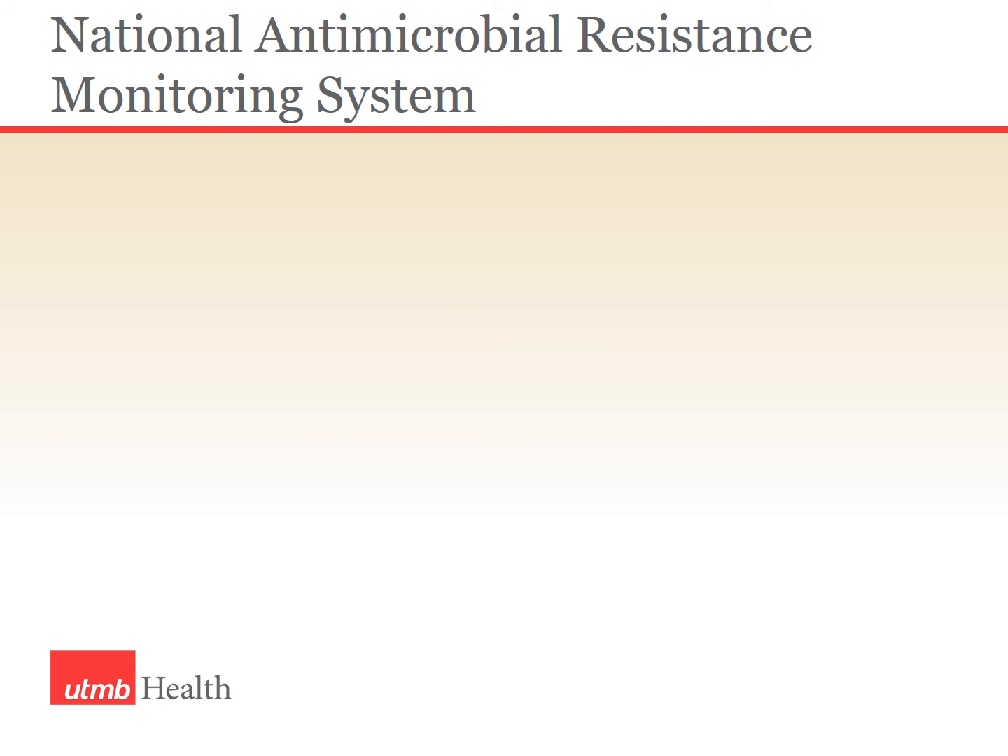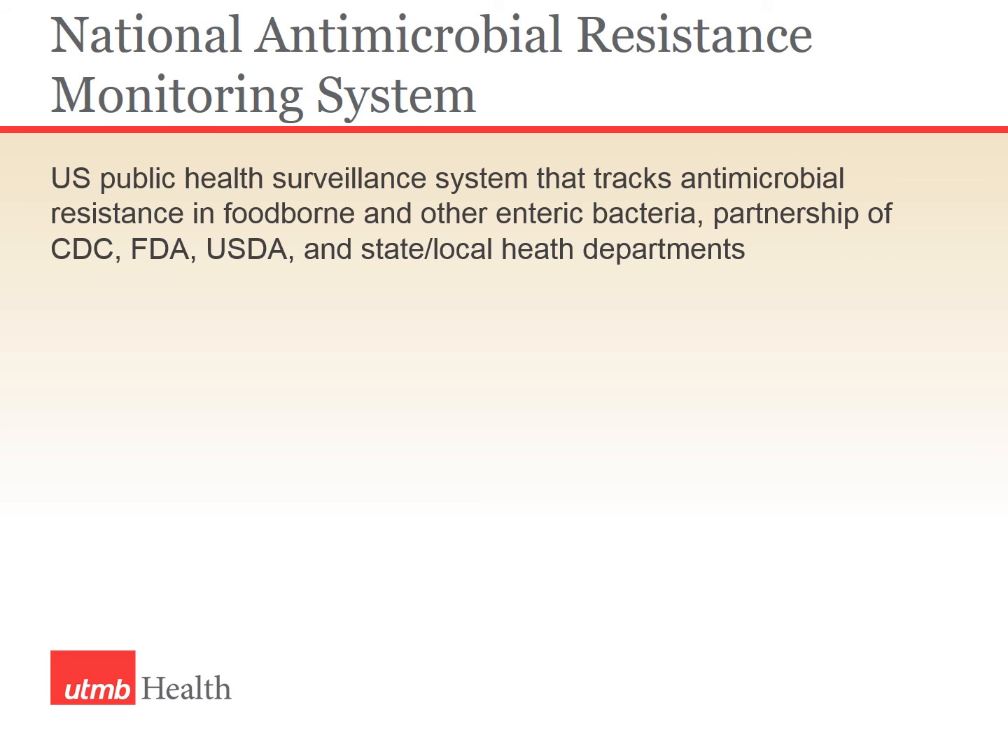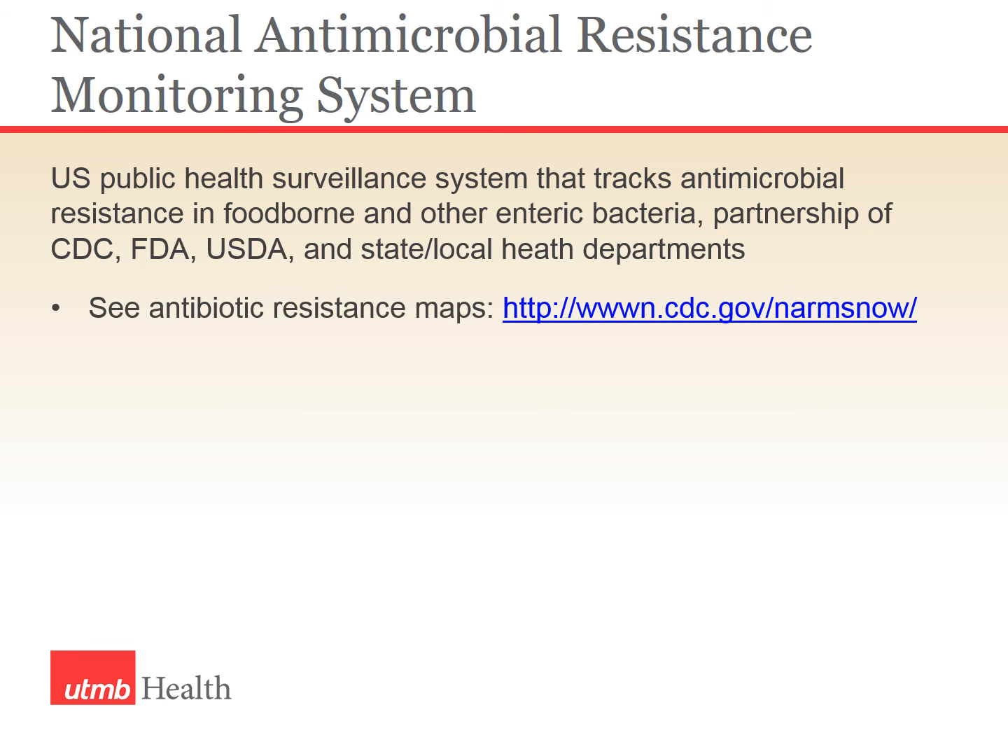The CDC has an initiative called the National Antimicrobial Resistance Monitoring System, and it is a combined effort between the CDC but also the FDA, USDA, and local and state health departments to track the resistance of foodborne and other gut bacteria. So they're actually taking samples and evaluating how many bacteria are antibiotic resistant. If you're interested in looking at that, you can check out the antibiotic resistant maps.